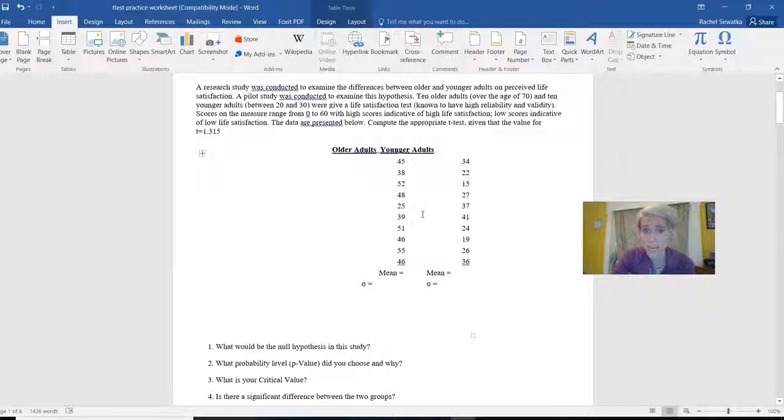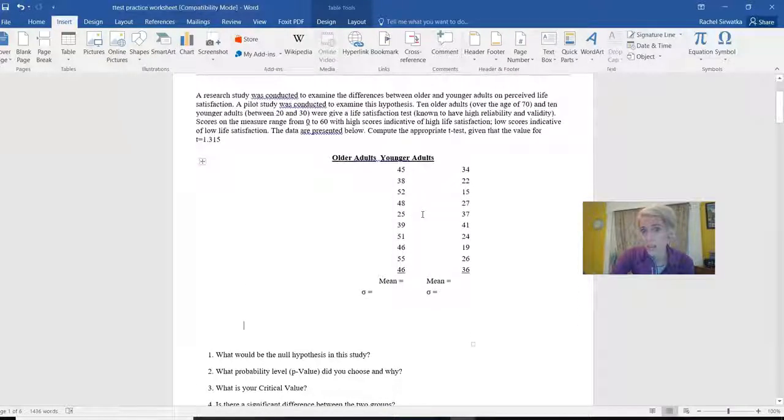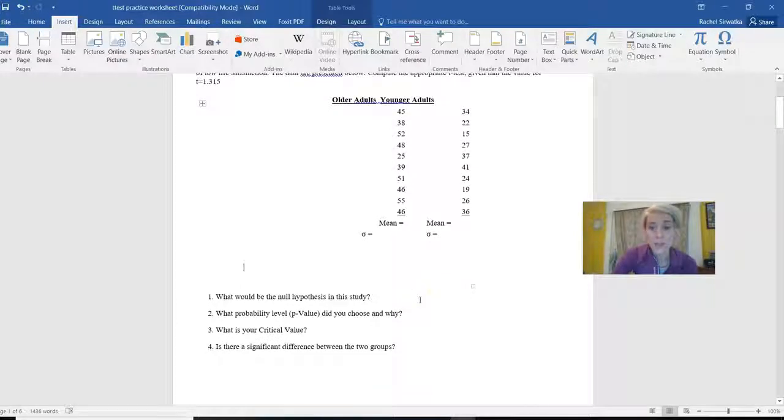So here was our data that we were presented with, and it's asking us, what is our null hypothesis? If the hypothesis is that you're looking for the difference between older and younger adults on perceived life satisfaction, the null hypothesis would say that age has no effect on perceived life satisfaction. That's the null hypothesis. The p-value, we always really choose the same level unless the IB tells us to do something else. We select a p-value of 5%.